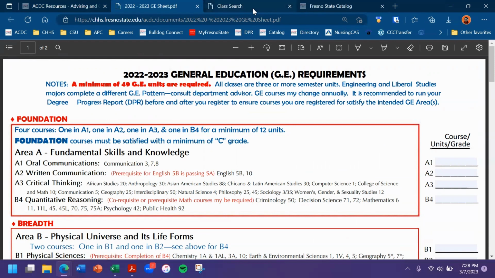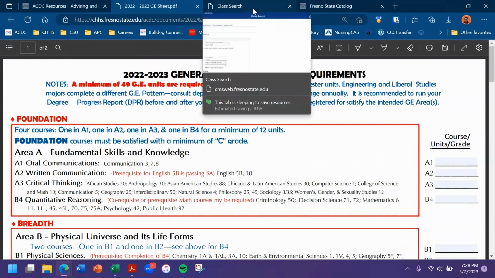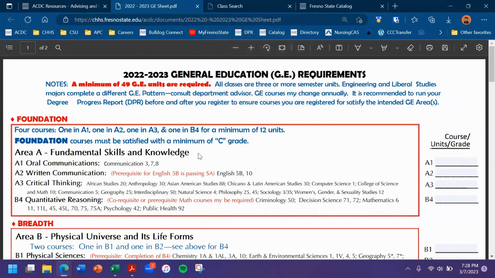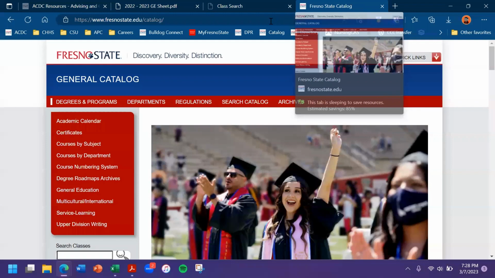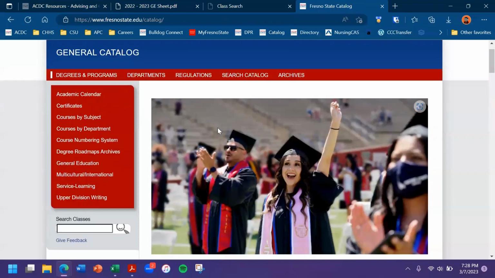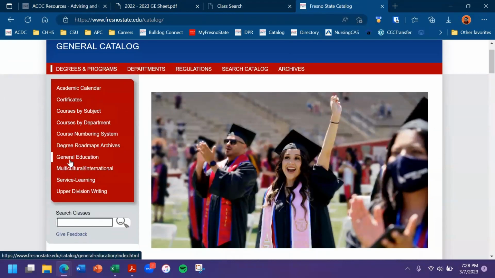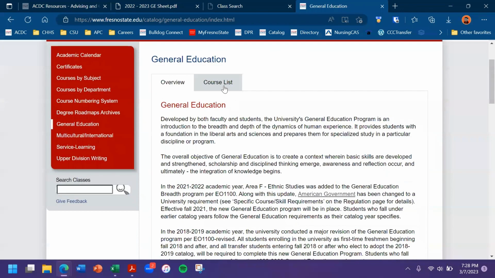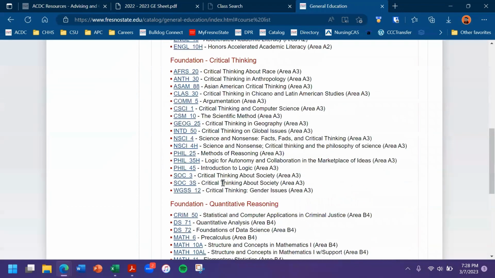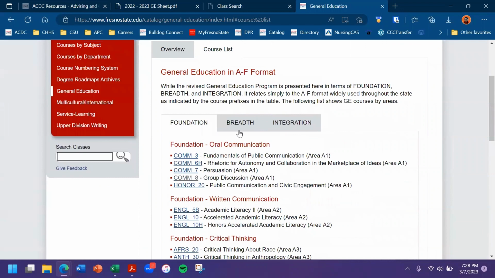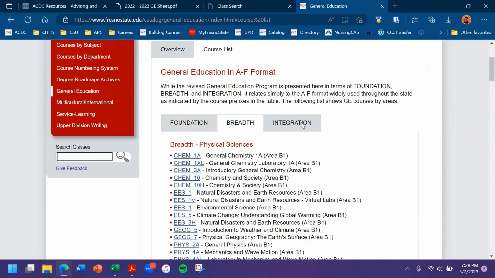Moving briefly to how to search for GE courses and how to look for course descriptions. On our sheet, we've hyperlinked all the GE areas to automatically redirect to the catalog. But if you're not familiar, you can type in Fresno State catalog into Google. And on the left side, we'll see general education courses, which will give you all of the course descriptions for each of these areas. So you're not expected to know this since there's hundreds of classes on the GE sheet.